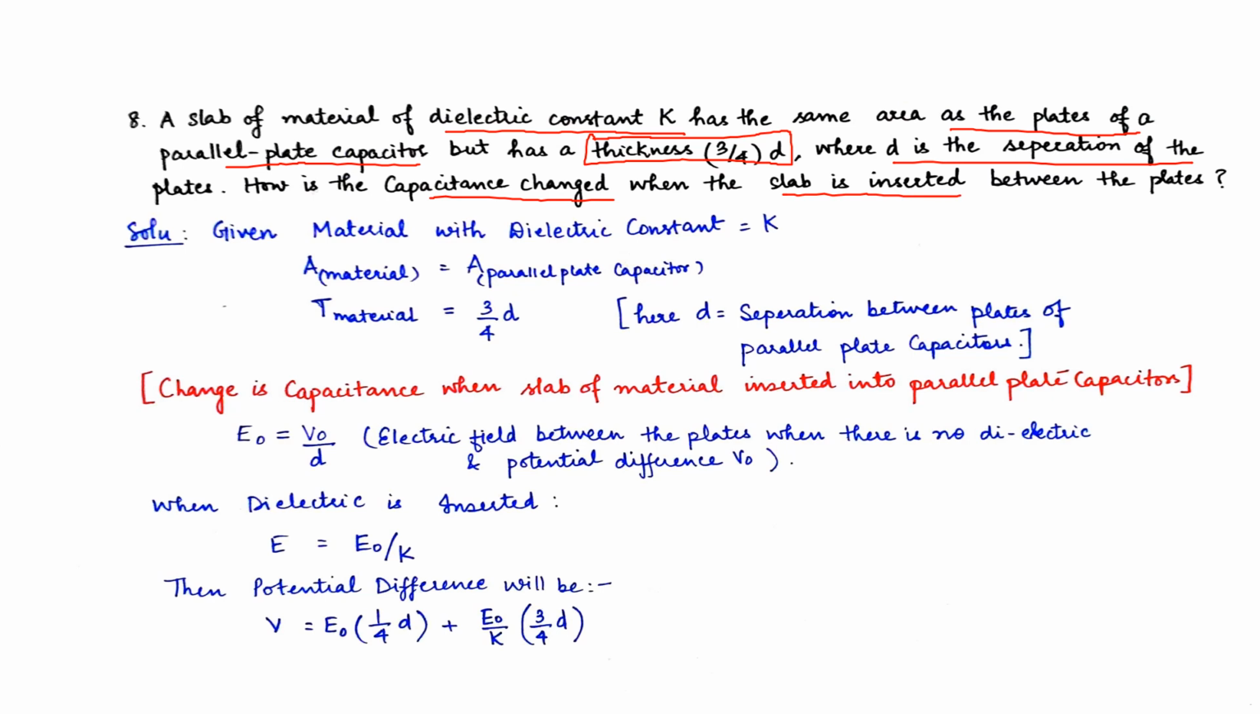Understanding the question, they are stating that we have a parallel plate capacitor. This PPC has a distance d between the plates, and can store some amount of charge, given by C equals Q upon V. Right? Now we have a dielectric.